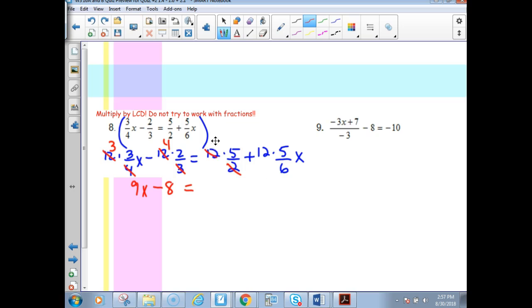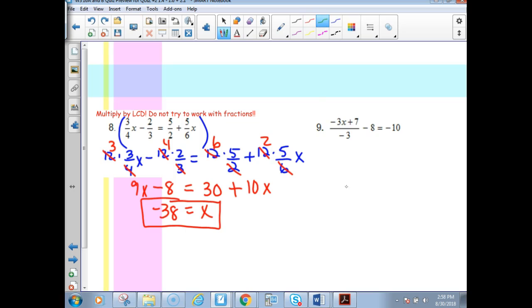2 goes into 12 6 times. 6 times 5 would be 30. 6 goes into 12 twice. 2 times 5x would be 10x. Need to get my x's all on one side, so I'm going to subtract 9x and subtract 30. So that would be -38 for our solution. It's a beautiful thing to get those fractions out of there.